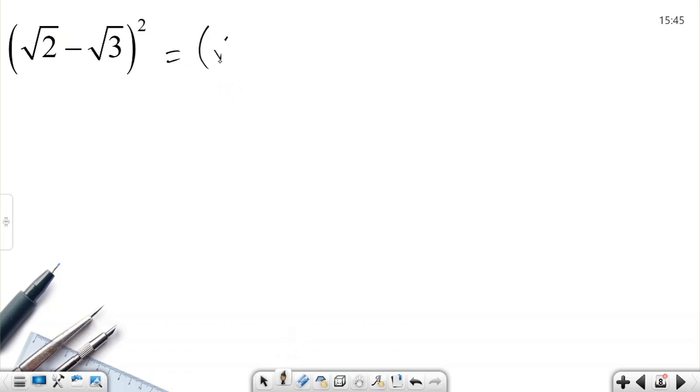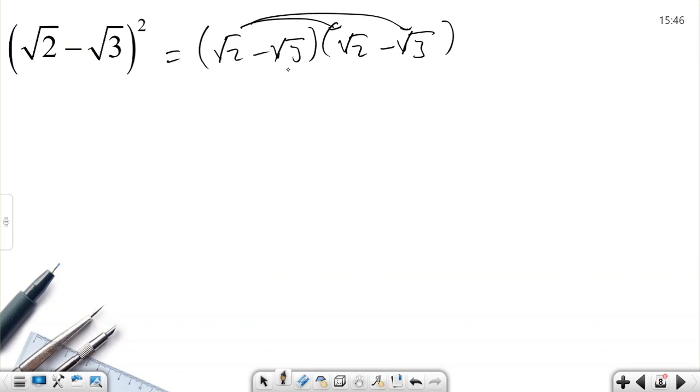Okay, let's go. Square root of 2 minus square root of 3. If this is squared, that means I need to multiply inside this parenthesis 2 times square root of 2 minus square root of 3. You can multiply one by one and get the result. But I want to use another method here. You can multiply each one, but I'm going to use another method.